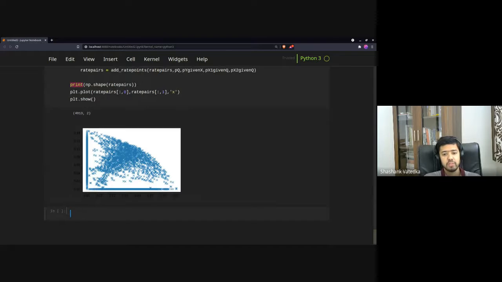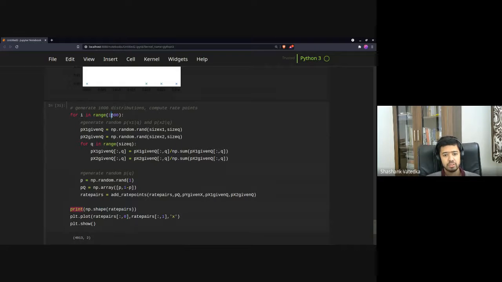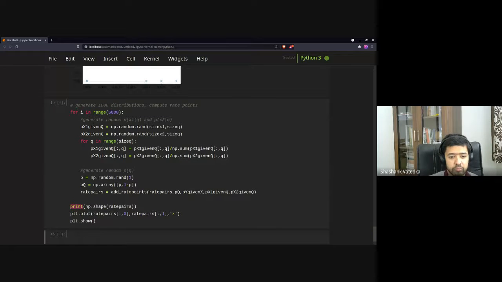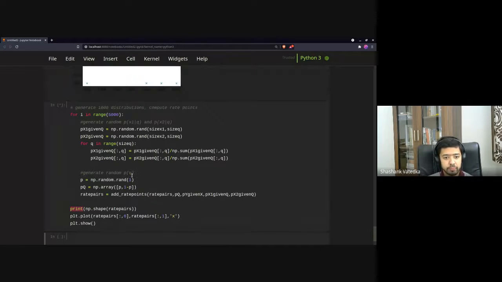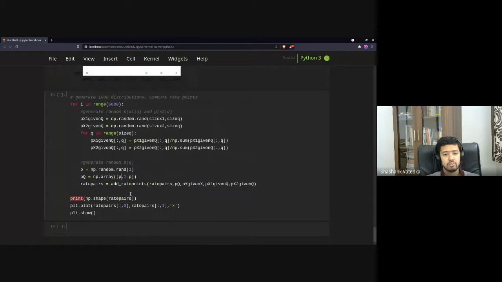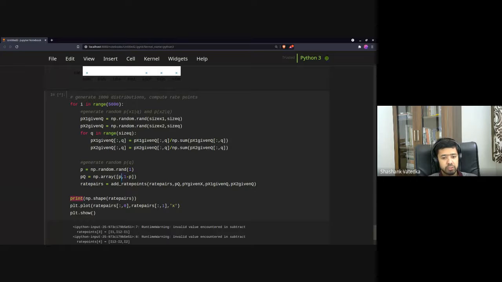Right, so I've just varied over a whole bunch of Px1 given Q and Px2 given Q, and this is sort of a scatter plot of all the points which are achievable, right? So the convex hull of this is going to be my actual capacity region. Right? So I can increase the range, from 5,000, I can maybe 1,000. So I generate 5,000 different distributions, and then I try to plot and see what this looks like.